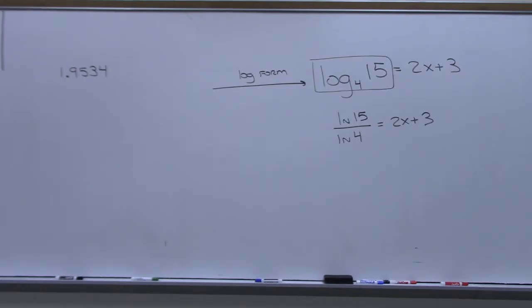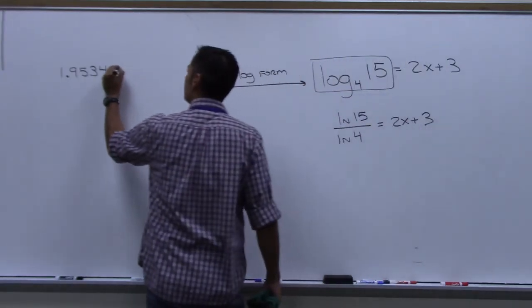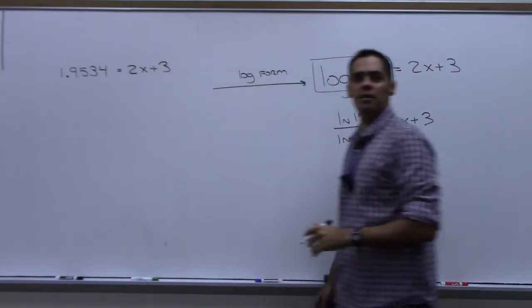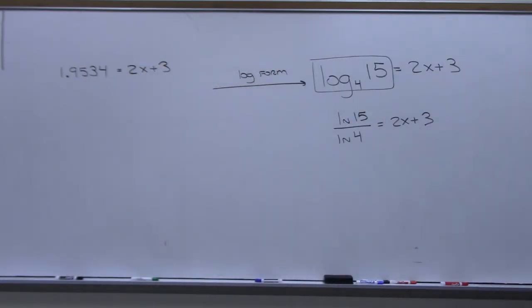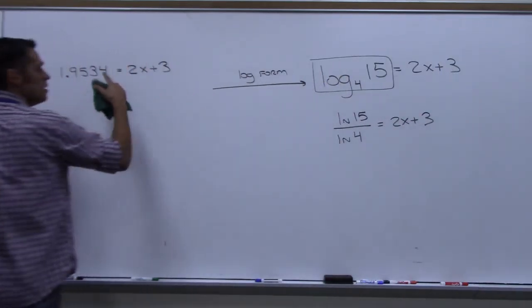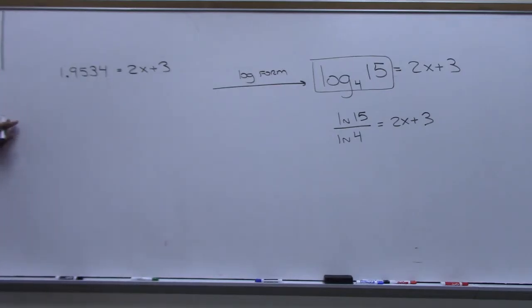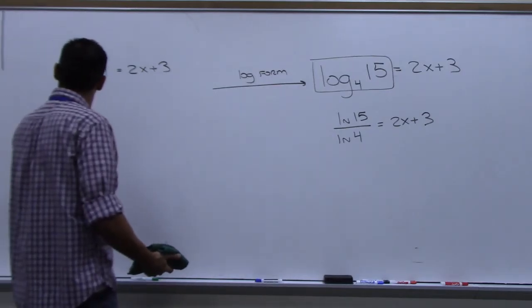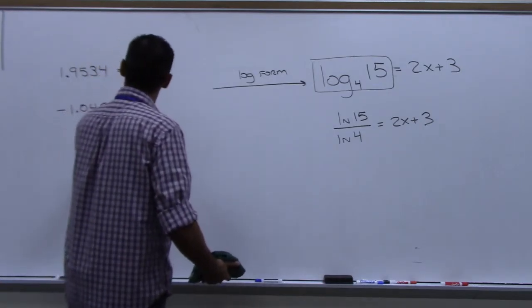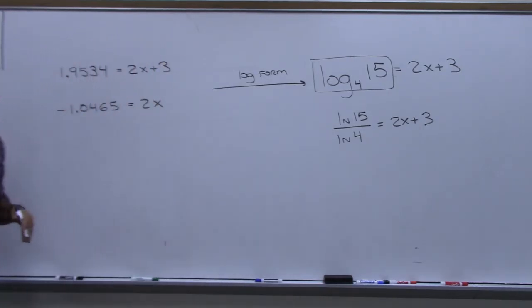Everyone else got that? That's the left-hand side equals 2x plus 3. This is a linear equation, isn't it? So go ahead and subtract 3. So take 1.9534, subtract 3 from it. Negative 0.0465 equals 2x. And then divide both sides by 2.